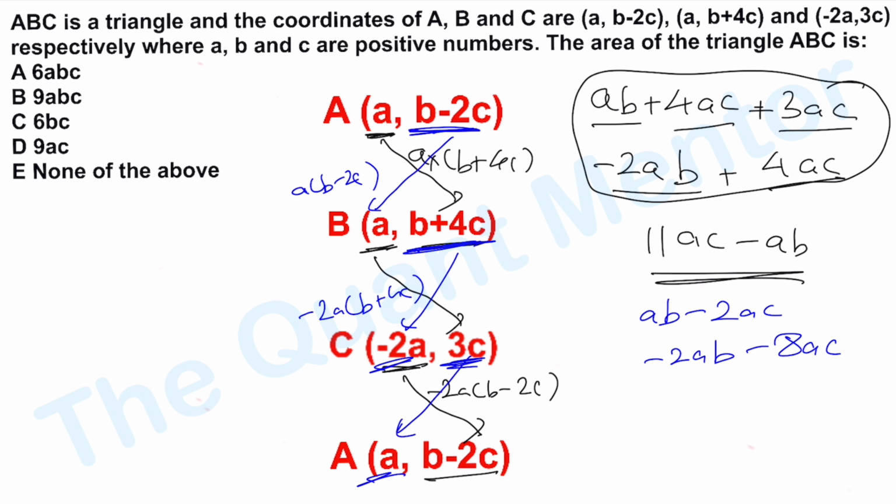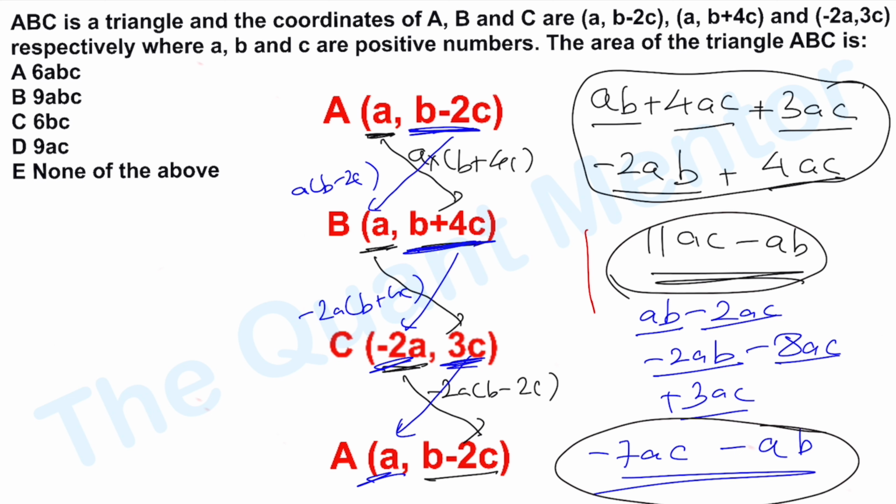So a into 3c is nothing but 3ac. Now this entire thing simplifies to minus 2ab and ab. It's basically minus ab again. Minus 2ac minus 8ac plus 3ac is minus 7ac, right?